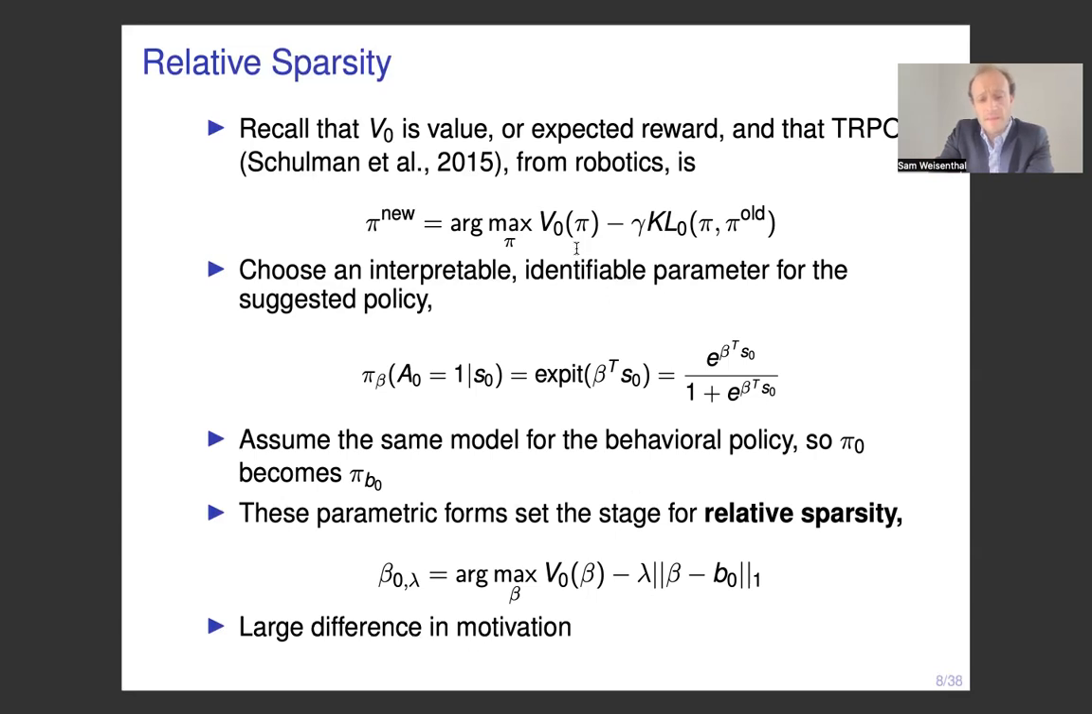Note that the objective from the robotics community and the objective that we're using that's tailored to the medical setting have large differences in motivation. There are not many keystrokes to go from this to this penalty and to parameterize the policy, but it's very tailored. This bottom objective is very tailored to the medical setting, whereas the top objective is very tailored to other types of settings.